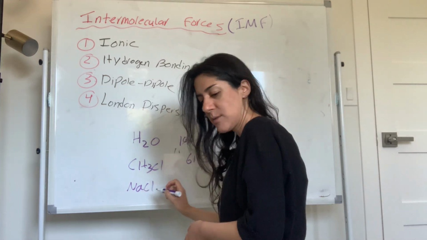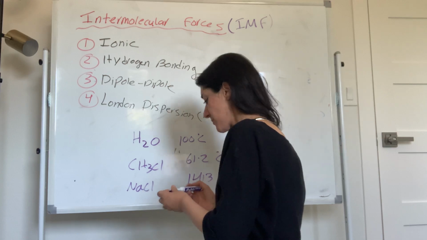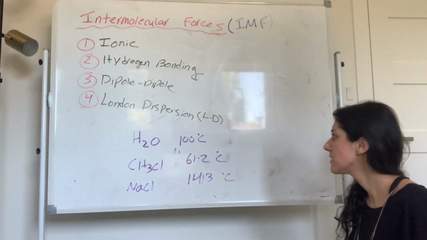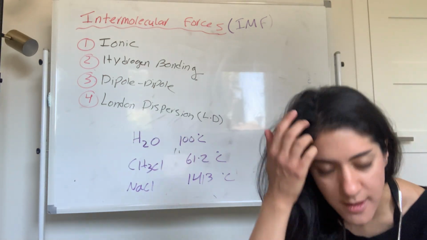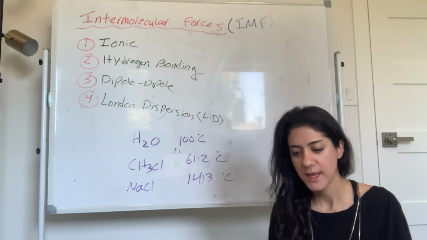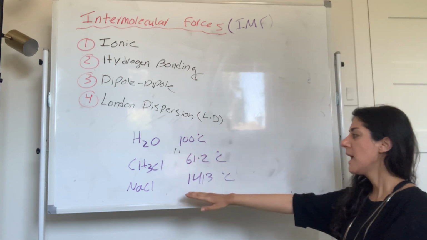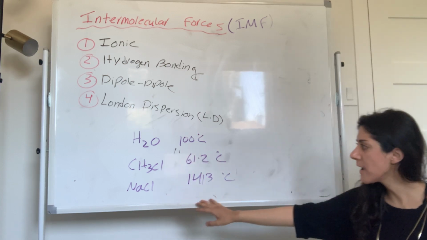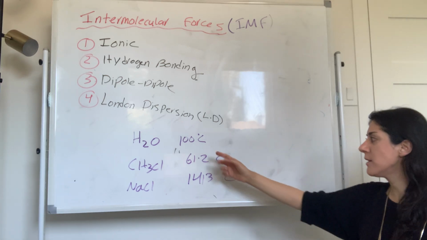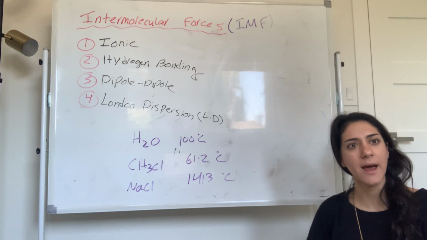NaCl has a boiling point of 1413 degrees. So these are the boiling points, okay? Now the question is, why do we care about intermolecular forces? Here's why. When you look over there, NaCl has the highest boiling point, and then water is also pretty high, and then CH3Cl is after that.